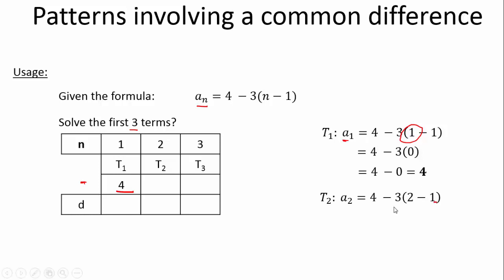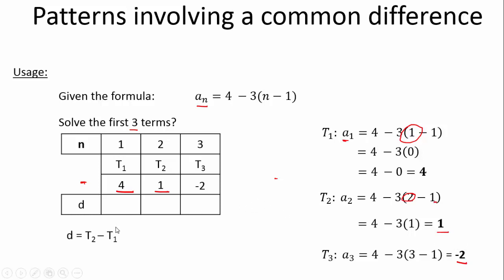What about term 2? a2 equals 4 minus 3 times (2 minus 1). So that's 4 minus 3, which is 1. And that would be now our term 2 of 1. What about term 3? a3 equals 4 minus 3 times (3 minus 1), and that goes to minus 2. So we have minus 2. We can work out our difference by going t2 minus t1. We say 1 minus 4 is equal to minus 3. So the difference is minus 3.